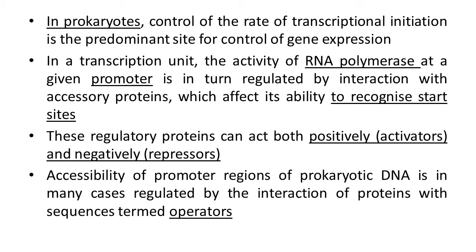In prokaryotes, it means in lower organisms, control of the rate of transcriptional initiation is the predominant site for control of gene expression. This transcription process actually has a transcription unit. The activity of RNA polymerase at a given promoter is in turn regulated by interaction with accessory proteins which affect its ability to recognize the start site. So this way the role of the promoter is observed here, which helps initiate or start the entire process.